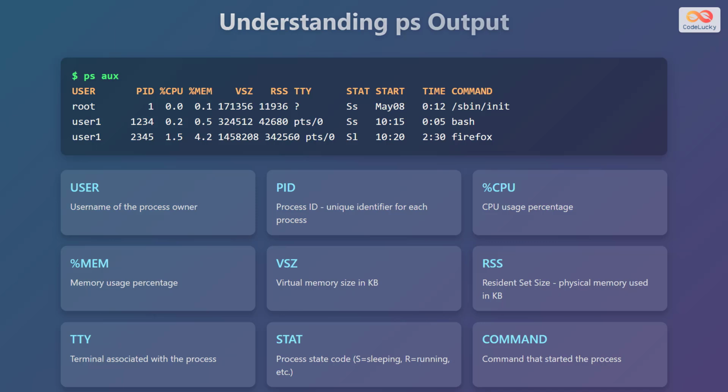The %CPU field indicates the percentage of central processing unit usage. The %MEM field shows the memory usage percentage. The VSZ field represents the virtual memory size in kilobytes. The RSS field displays the resident set size, which is the physical memory used in kilobytes. The TTY field shows the terminal associated with the process. The STAT field represents the process state code, such as sleeping or running. And finally, the command field displays the command that started the process.